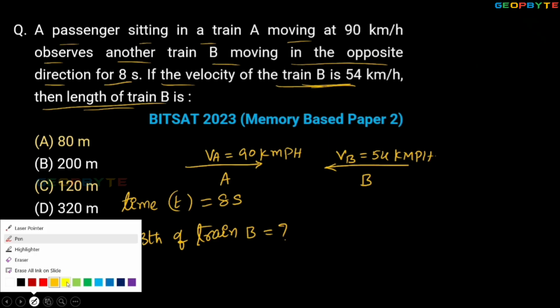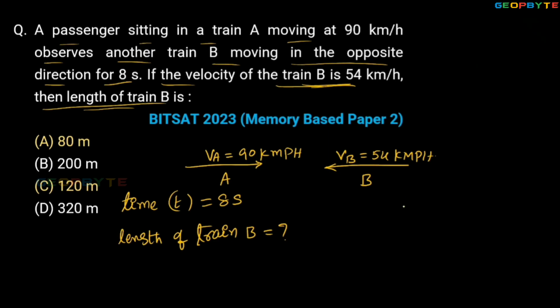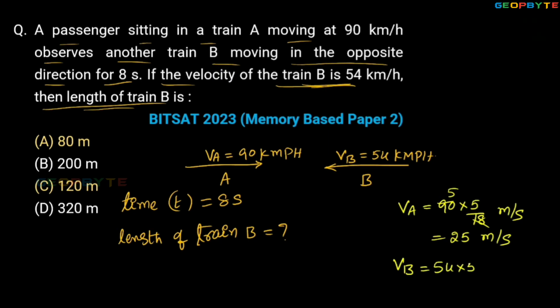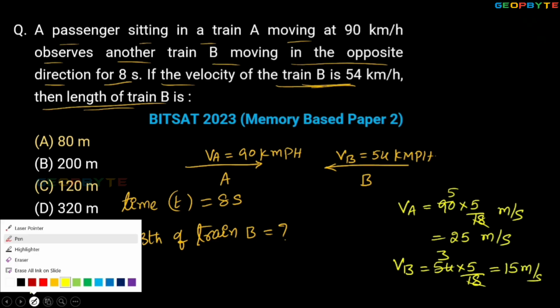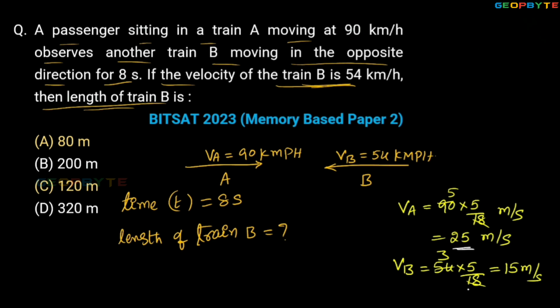For that, let us decide the velocity of A and B in meter per second. Velocity of A is 90 into 5 by 18, in meter per second. 18 5 times is 90, so 5 into 5 is 25 meter per second. Velocity of B equal to 54 into 5 by 18. 18 3 times is 54, so 3 into 5 is 15 meter per second. So the velocity of train A is 25 meter per second and the velocity of train B is 15 meter per second.